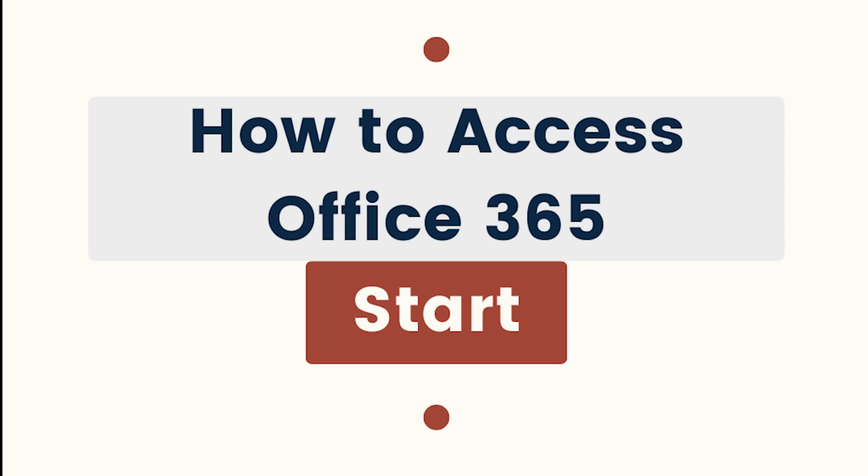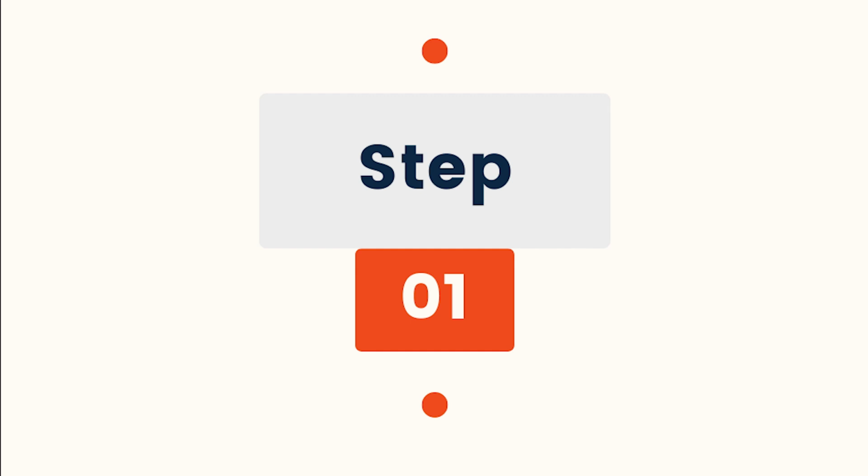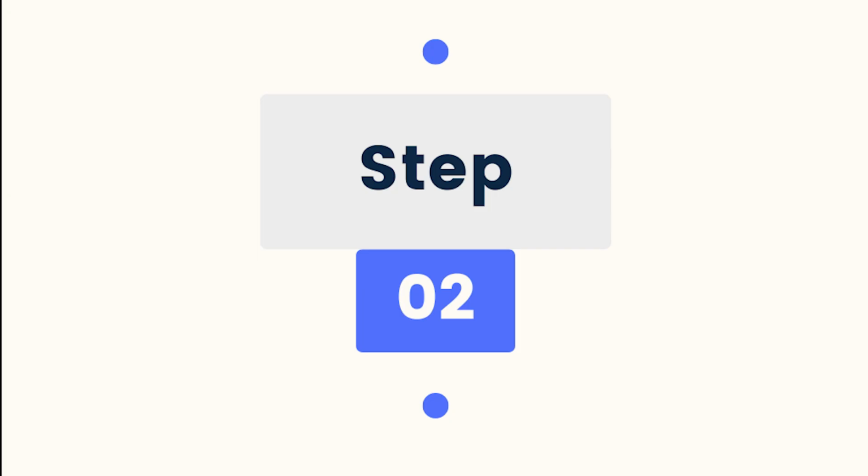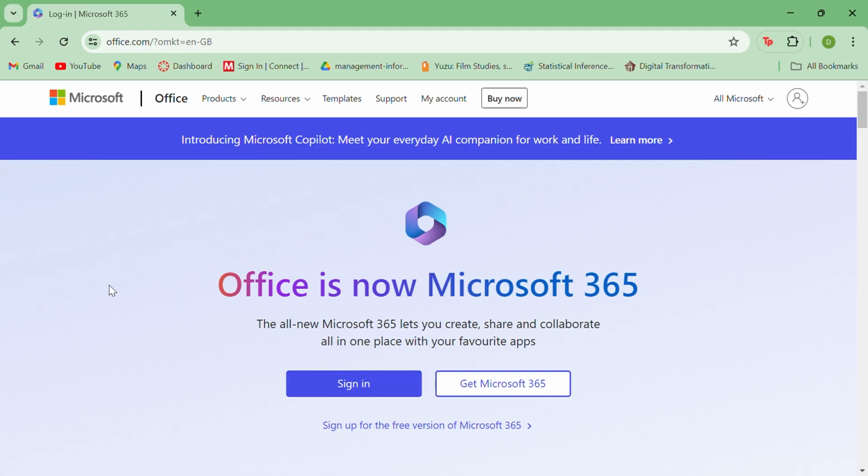How to access Office 365. Step 1. Navigate to office.com on your favorite web browser such as Chrome, Firefox, or Safari. Step 2. Click on the blue Sign In button on the middle of the screen.